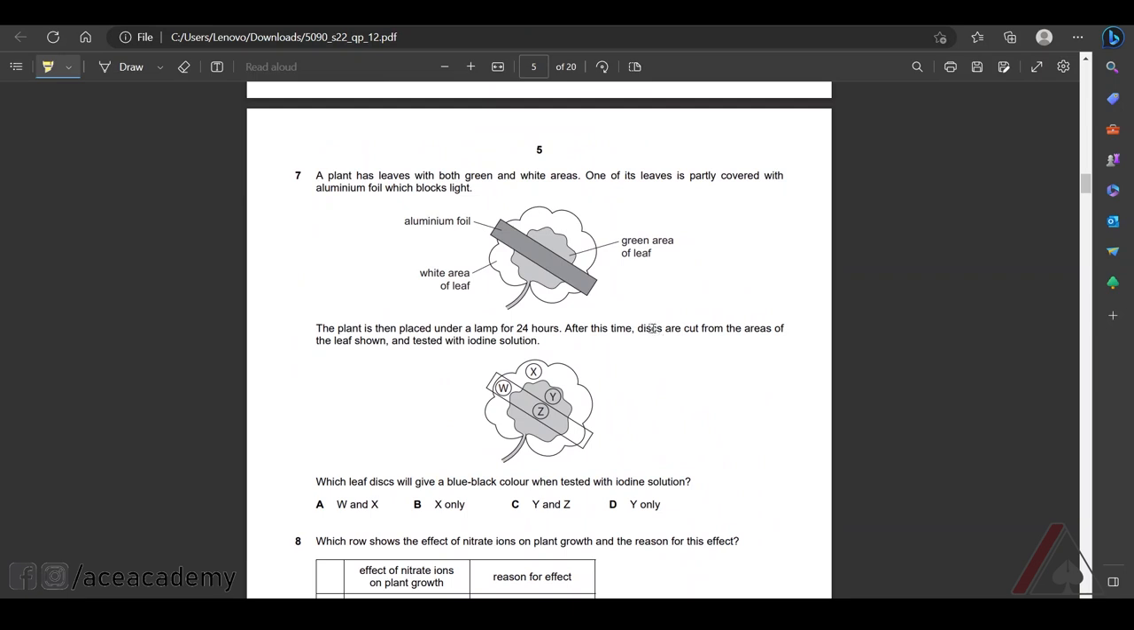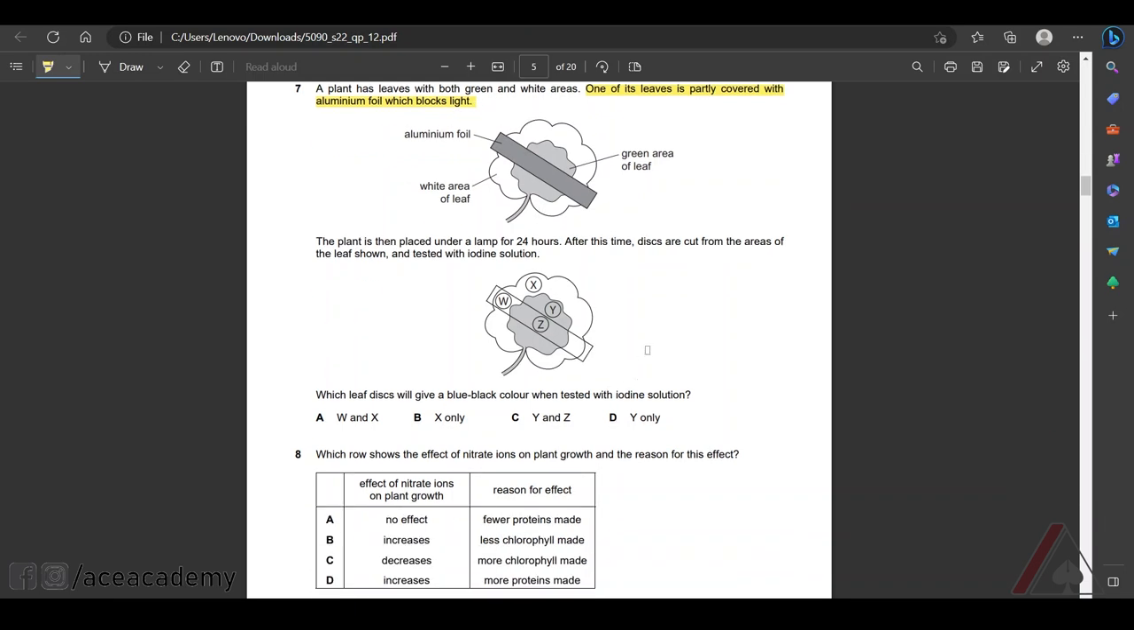Number 7. A plant has leaves with both green and white areas. One of its leaves is partly covered with aluminium foil, which blocks light. The plant is then placed under a lamp for 24 hours. After this time, discs are cut from the areas of the leaf shown and tested with iodine solution. Now we already know that iodine changes color from brown to blue-black when starch is present.